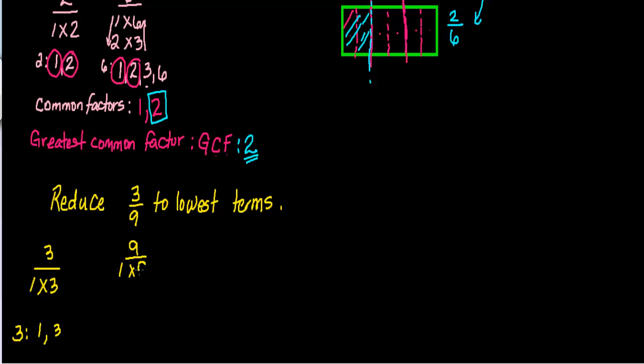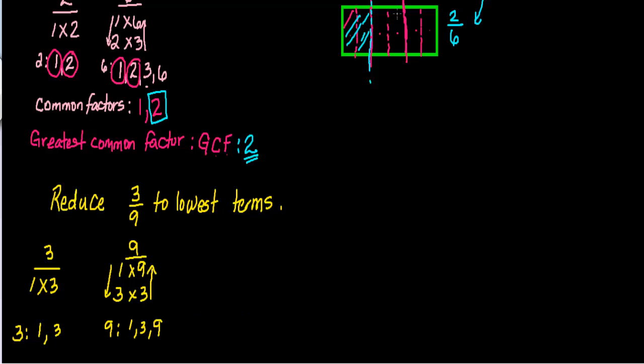I know 1 times 9 is 9, and I know 3 times 3 is 9. So that's it. Now I make my list for 9. I know 1 is a factor, 3 is a factor, and 9 is a factor. Notice I went down this way and then went back up this way. I don't write 3 twice because 3 is 3. Why would I repeat it? So here's my list of factors.